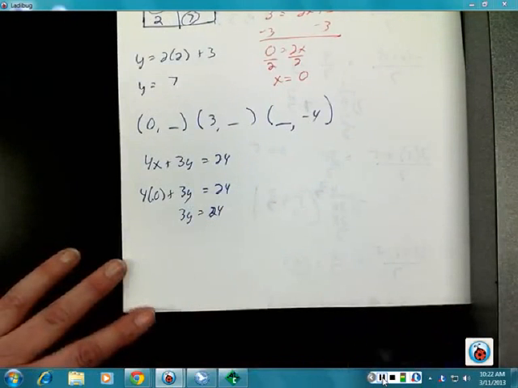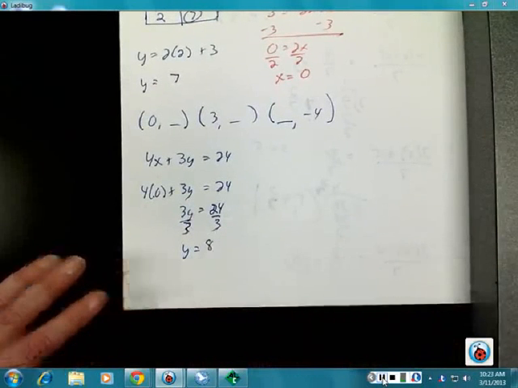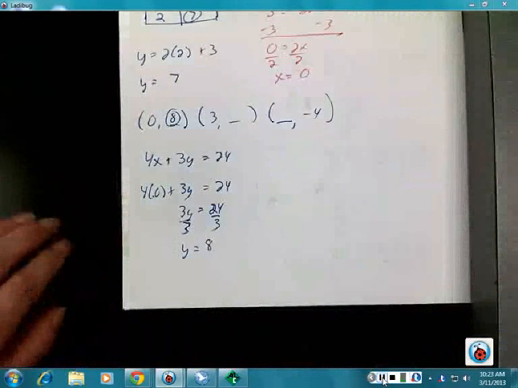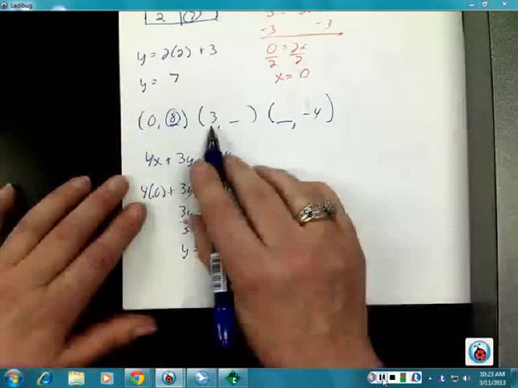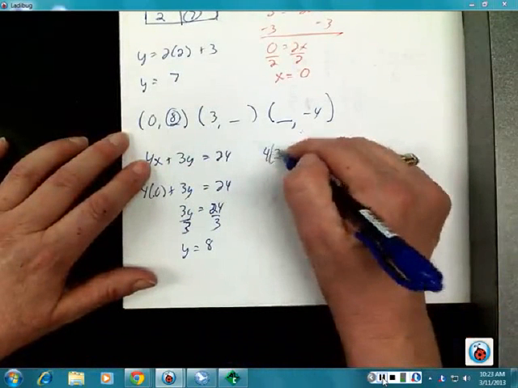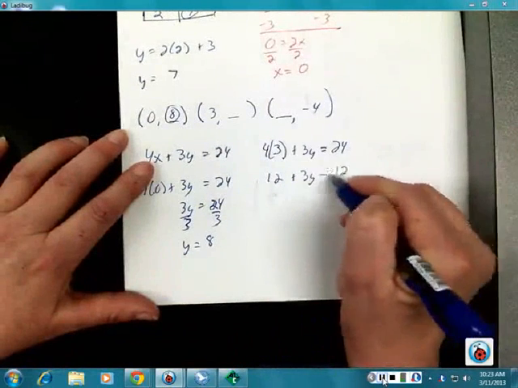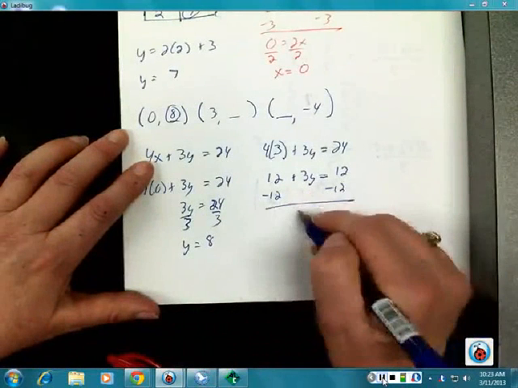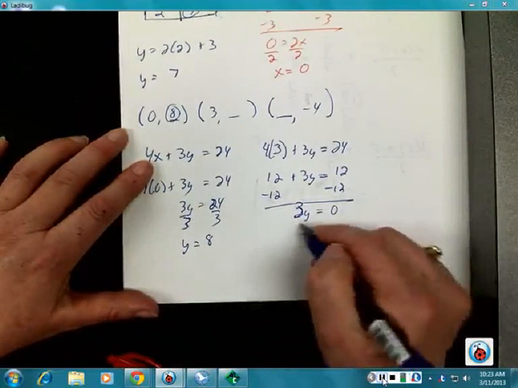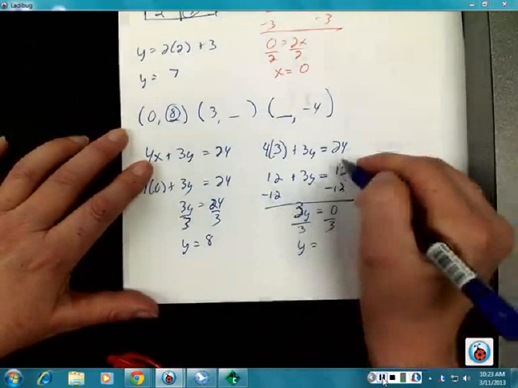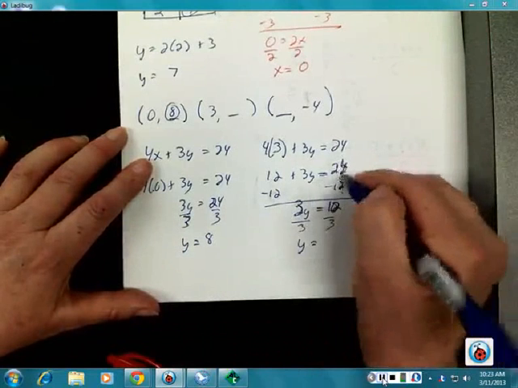That's why intercepts are so nice, because everything kind of cancels out. Divide by 3, and I get y is equal to 8. So y equals 8. Then if I plug 3 in, 3 is going in for x as well. Three times 4 is 12. Subtract 12. Now you're back into that solving stuff we did back in Chapter 2. Divide by 3. Oops, this should have been a 24. This should be a 12. So y is going to equal 4.